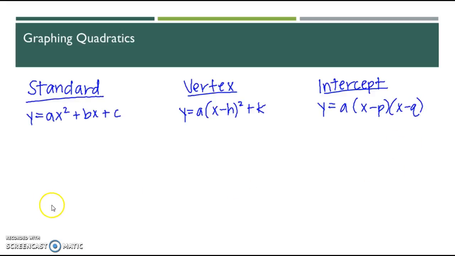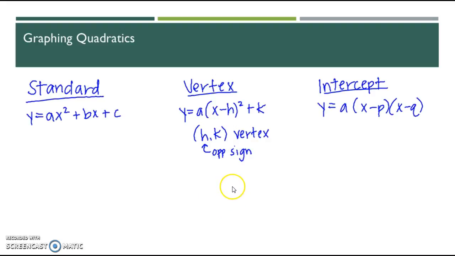So whenever we graph in any of these forms, you've got to first find your most important point, and that's the vertex. The easiest one to get the vertex is vertex form. That's why we call it vertex form. So in vertex form, your vertex is just (h, k), whatever that point is. And you've got to be careful that h is the opposite sign.